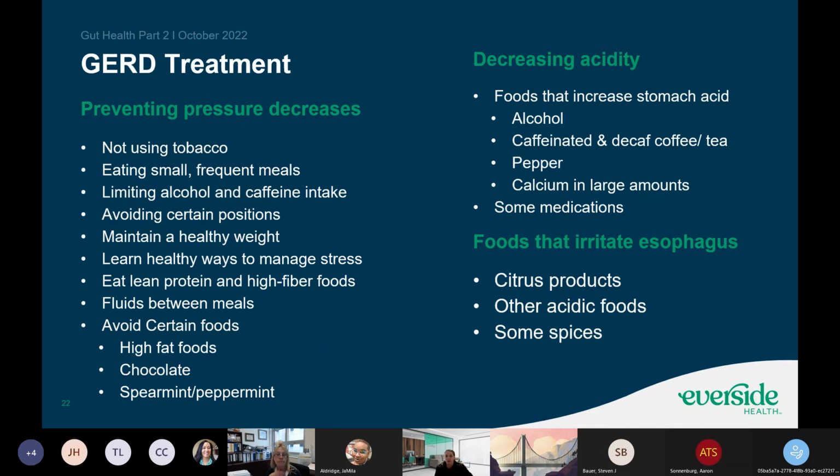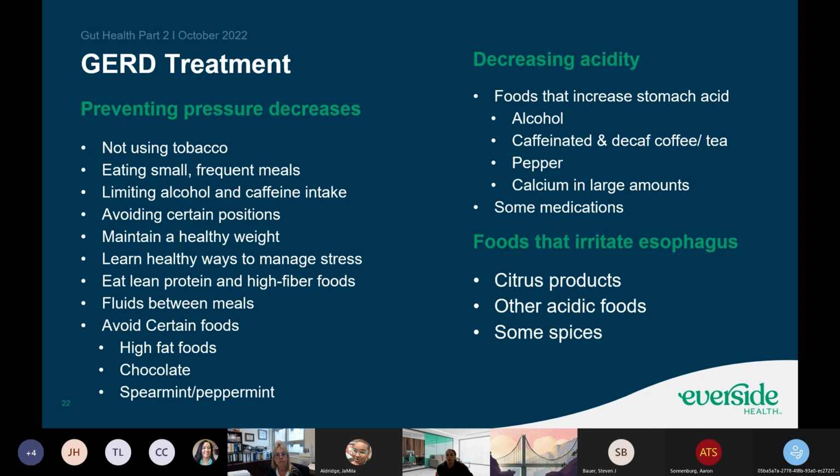Lean protein, for whatever reason, helps decrease the pressure in the stomach. And high fiber foods can help make you feel more full so that you're not eating as much too. Have fluid between your meals, because if you have it at your meals, it's just contributing to that volume. More volume in the stomach is going to increase the amount of pressure, so it's more likely to have pressure going up. And then certain foods. High fat foods, chocolate, spearmint, and peppermint tend to be ones that can increase acid reflux as well.